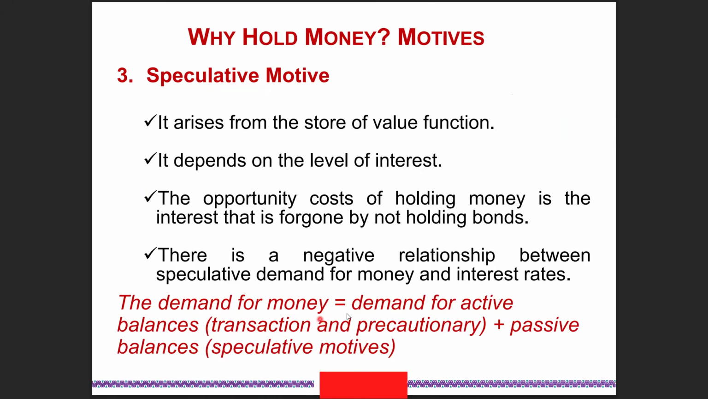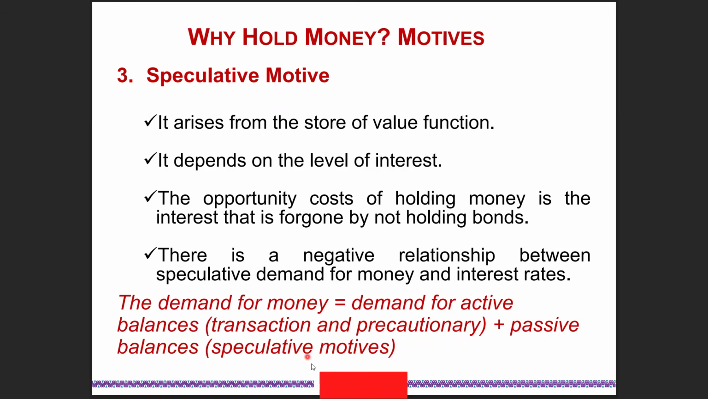So the demand for money is equal to the demand for active balance plus passive balance. So in total, the quantity of money that people are willing and able to hold at a specific point is equal to the demand for active balance, which consists of transaction motive and precautionary motive, right? These two are dependent on what? On the level of your income, plus passive balance, which is speculative motive, which arises from the store of value function, where we said you store your money, or money is held and used at a later stage, right?